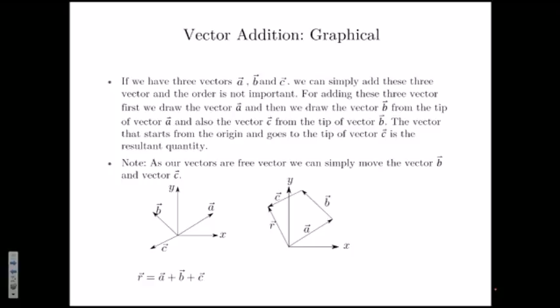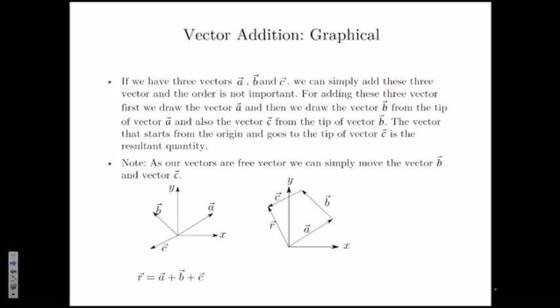So I move B. Notice how B is translated from here to here, and it hasn't changed the direction, right? And I place it right over here. Then I can take my C, and I can move my C without changing direction and length and place it right at the tip of vector B. Okay? So now I have A, B, and C drawn serially. And if I want to get the sum of the 3, all I have to do is draw this vector from the origin to the tip of C, and that'll be the addition of the 3 vectors.